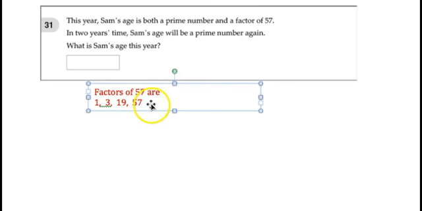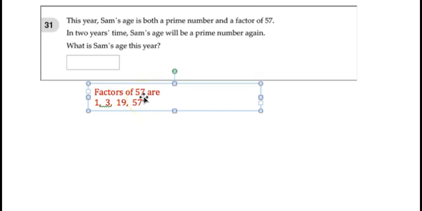They're a pair. Now, we know that 2 is not a factor of 57 because 57 is not even. So if 2 is not a factor, neither will 4 or 6 or 8. They won't be factors. 3, well, 3 is a factor because if we add up 5 plus 7, we get 12, and 12 is divisible by 3.